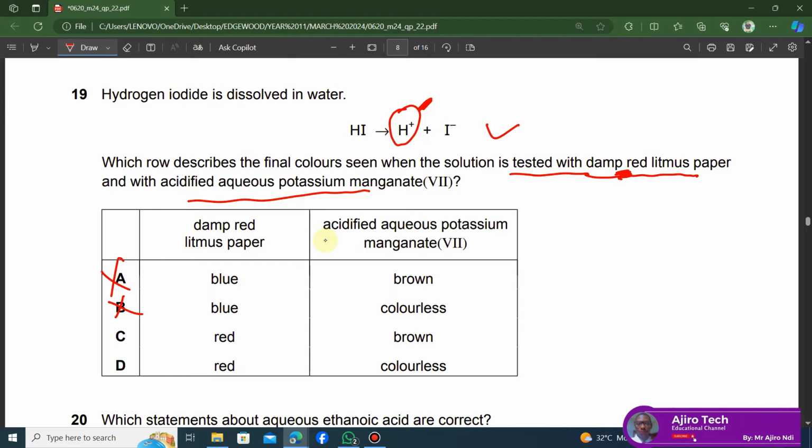Now, what happens when we add acidified aqueous potassium manganate(VII)? Acidified potassium manganate(VII) is purple in color. Yes, it turns colorless, and you might be forced to pick that option. But as we leave it, it equally turns brown. So option C should be the answer, not option D, as many will pick option D. When it turns colorless, it eventually turns brown. So that is what you should note.